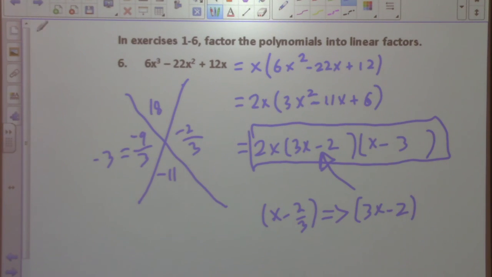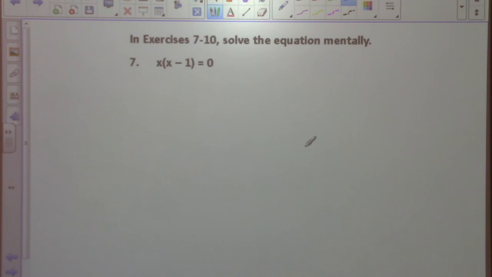Okay, the next section here, 7 through 10, is going to go pretty fast. It has to do with solving mentally. Did you work that out yet? I got the first one. What did you get for the first one, Angel? X squared equals 1. No, you should get an x equals answer. All of these should be x equals answers.